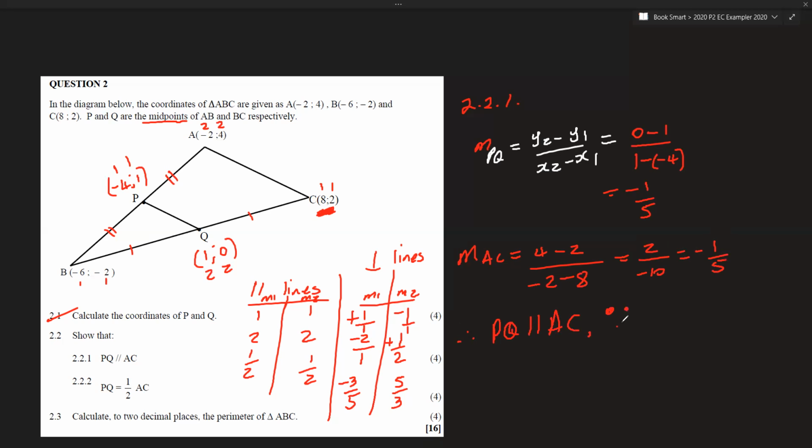Because, so this is the symbol for because, m of PQ is equal to m of AC. Then finito with that question. Okay. Awesome. We proved that these are exactly the same. So we need to go to the next question.